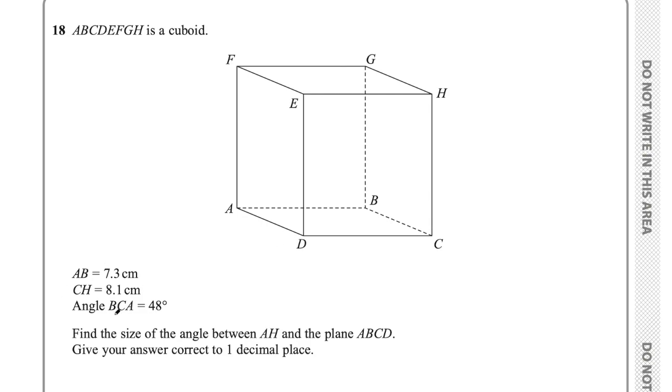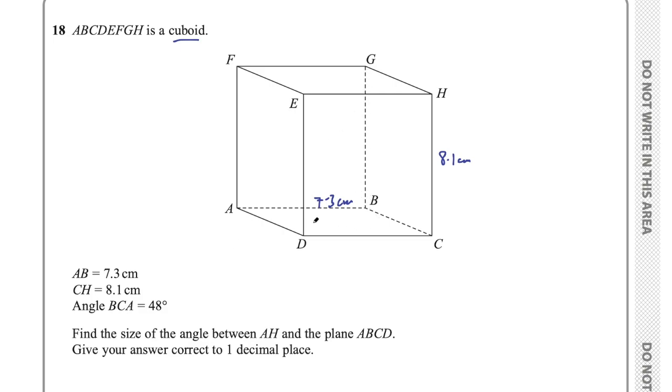Okay, so they haven't marked in these measurements, so let's go ahead and do that first. And you need to think three-dimensionally here. It's a cuboid, so this is a three-dimensional shape. This length AB is at the back of this shape, so that's why we've got the dotted lines there. So 7.3 is the back side of this cuboid. CH is 8.1. That's the front of the cuboid. Angle BCA is 48 degrees.